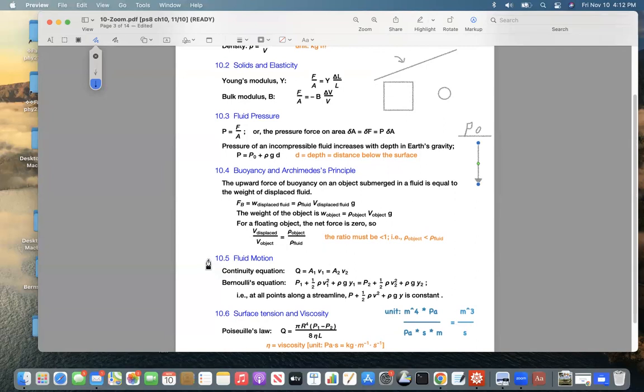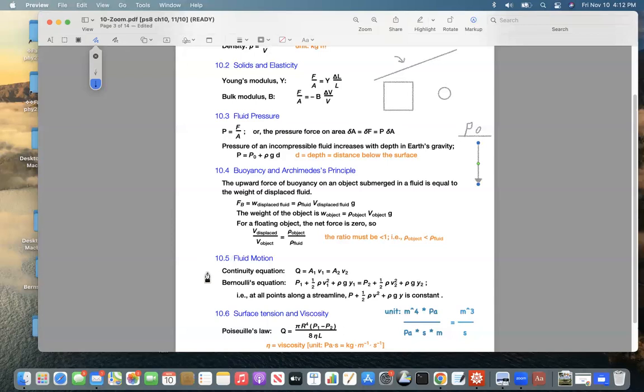Section 5 is on fluid motion. So now we're talking about, let's say, liquids in motion. This is all about liquids that are not moving, liquids in static equilibrium. But what about when a liquid is flowing? That's the characteristic of a liquid or a fluid as opposed to a solid. It can flow, so it's fluid. It's able to flow.